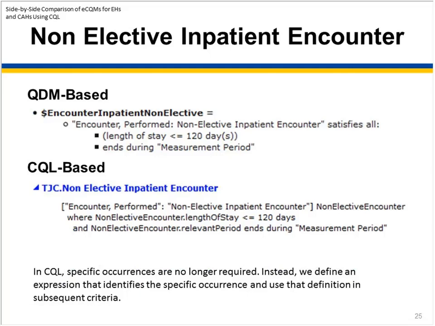So digging into the non-elective inpatient encounter. So within QDM, this was described as a QDM variable. Within CQL, we define this as the non-elective inpatient encounter definition. You can see the encounter performed here returning encounters that match non-elective inpatient encounter, where the length of stay is less than 120 days, and the relevant period ends during the measurement period.